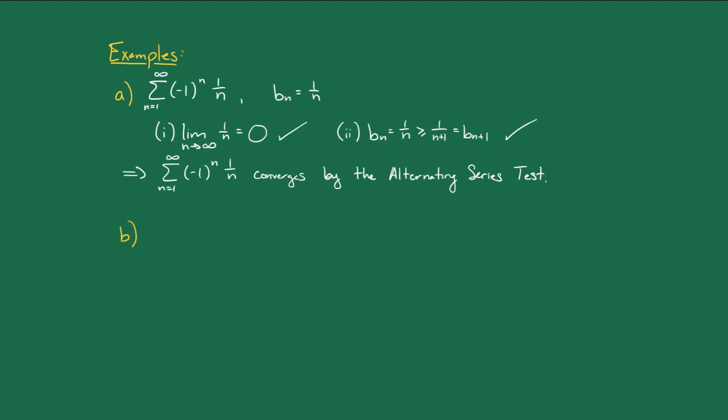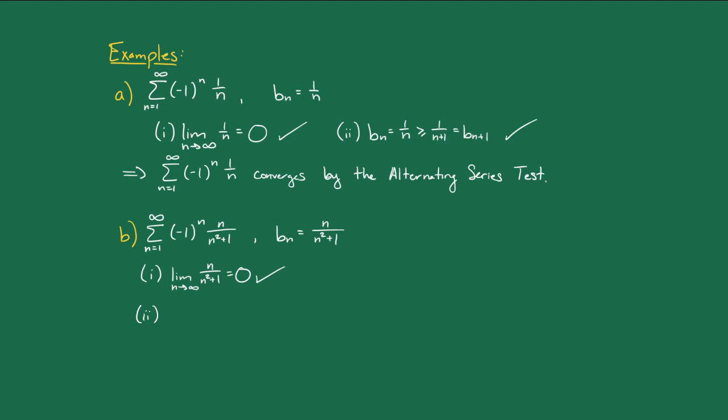Now for a slightly more complicated example. Consider the sum from n equals 1 to infinity of (-1)^n times n over n squared plus 1. Here, we have that Bn is equal to n over n squared plus 1, so let's start checking the conditions of the alternating series test. First, we take the limit of the Bn's as n goes to infinity, and we get 0, since the degree of the polynomial in the denominator is greater than the degree of the polynomial in the numerator. So condition 1 is satisfied.